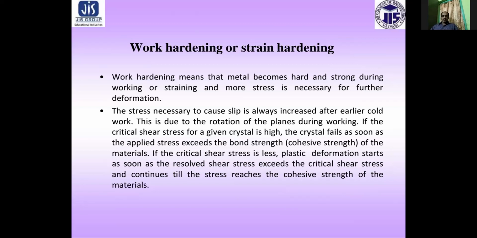If the critical shear stress for a given crystal is high, that is, if the crystal has a high elastic limit, then before any slip or plastic deformation occurs, the crystal fails as soon as the applied stress exceeds the bond strength. And if the critical shear stress is less, plastic deformation starts first, and failure occurs as soon as the stress exceeds the cohesive strength of the material. From this, it is clear that a material having a low value of critical shear stress and a high value of cohesive strength shows more plastic deformation prior to fracture.